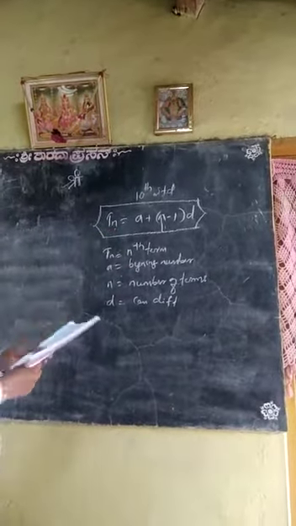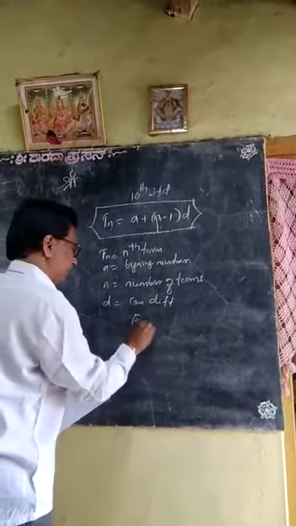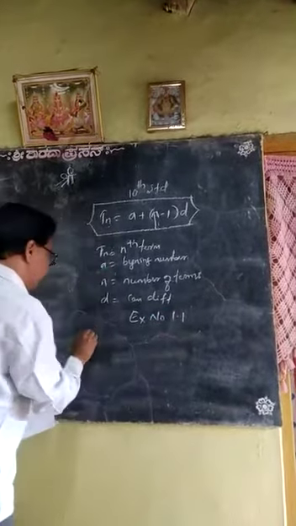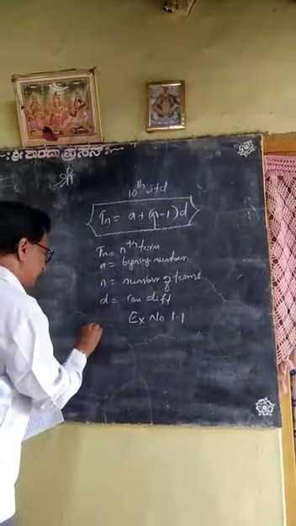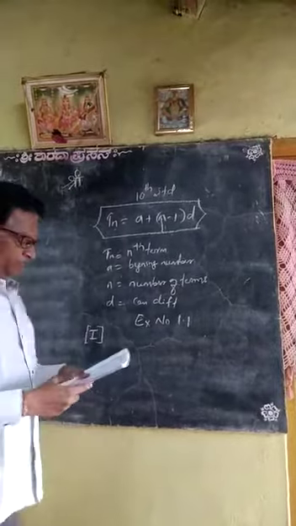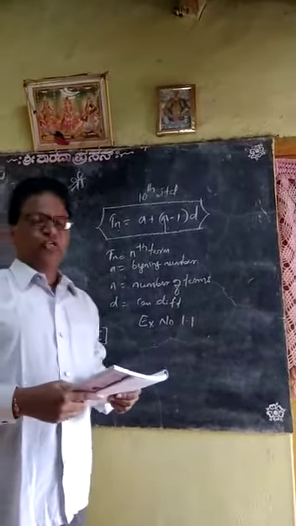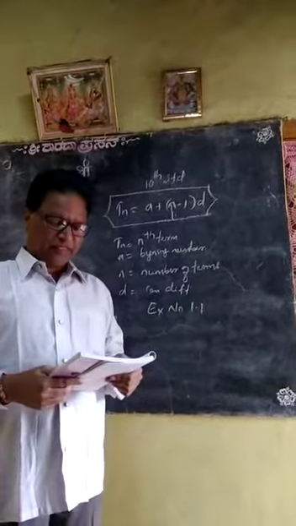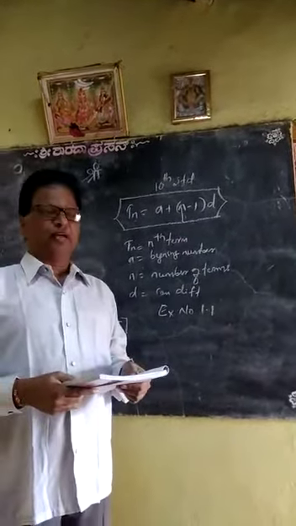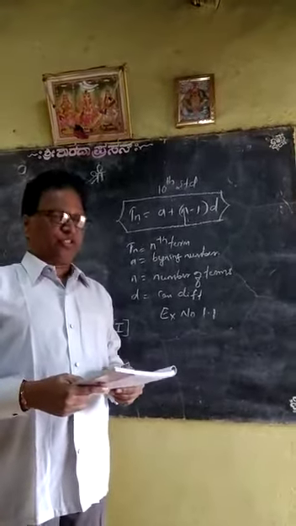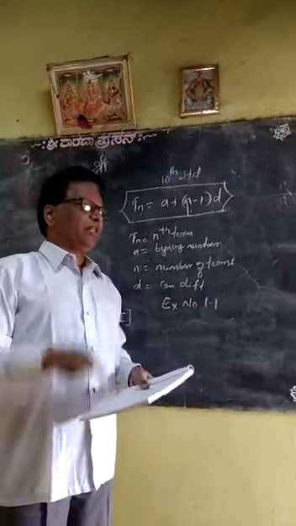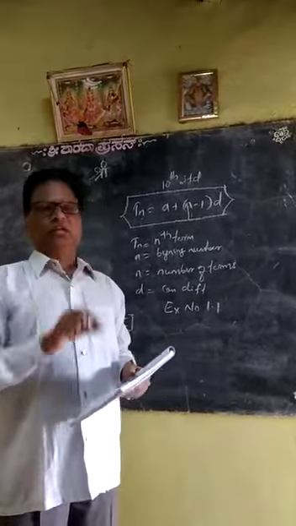So exercise number 1.1. In this exercise 1.1, first is the activity, that is the question which is here: in which of the following situations does the list of numbers involved make an arithmetic progression, and why? They have given 4 situations, and we are asked whether each situation makes an arithmetic progression or not.